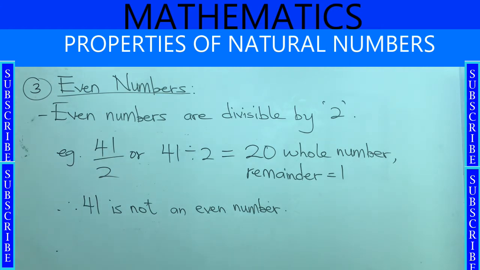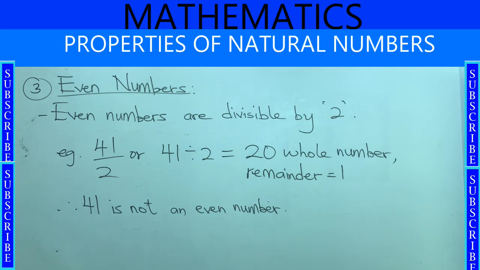Remember, when we divided the first value, we got a whole number. The second value, we got a whole number. But over here, we have a whole number and a remainder of 1. That is why we are saying 41 is not an even number. I believe we have made progress. Good. Let's take another example and move on.